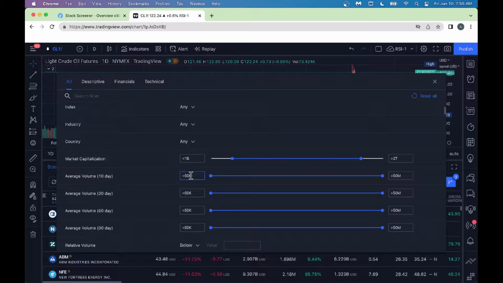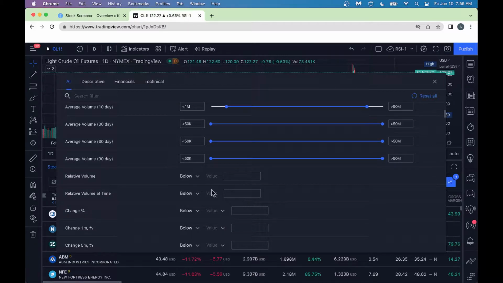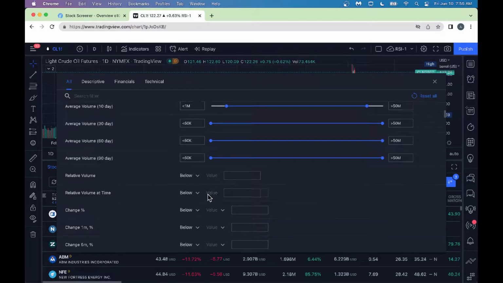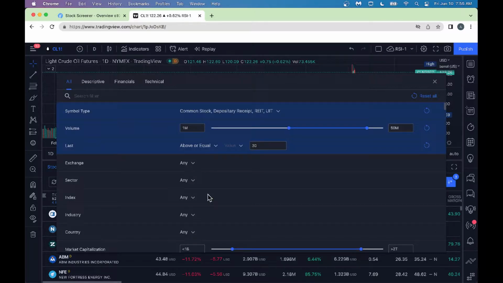I will say I want volume above 1 million here, so that way I get a little more stable liquid stocks here. All right, I got my volume here, and then I can keep going here into other areas. From an RSI perspective, there's a relative volume and all these details here. I would not look at those right now, and I can now go into technicals here.